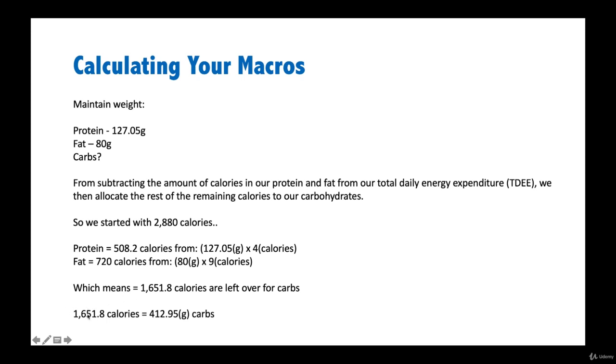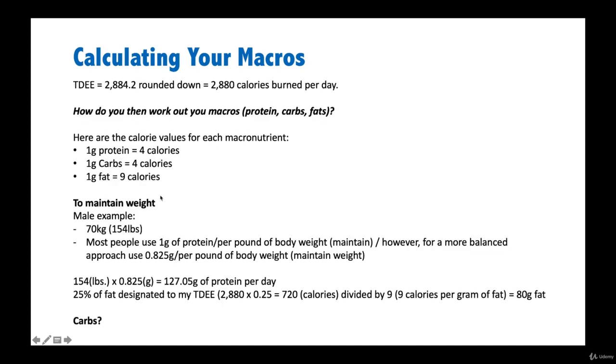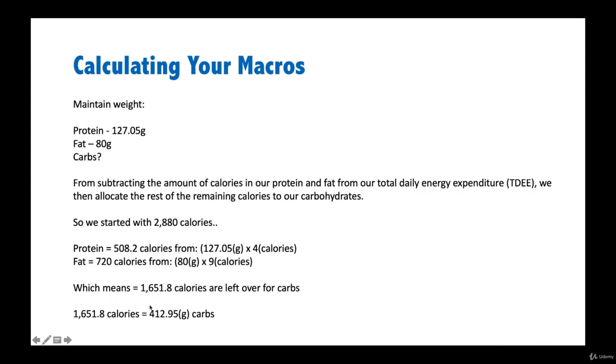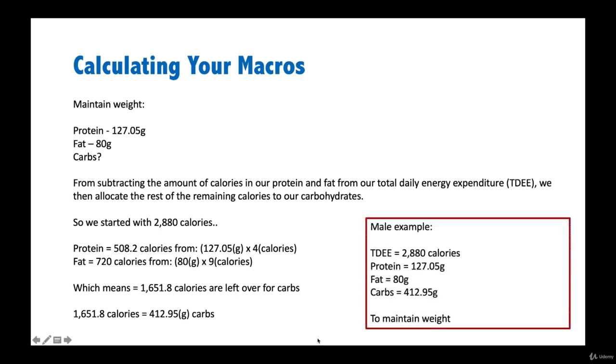And 1,651.8 calories equals 412.95 grams of carbs. How did I work that number out? If you remember from the previous slide, for every gram of carbs there are 4 calories. So we do 1,651.8 divided by 4 to find out how many grams a day this guy should be getting, and that equals 412.95 grams of carbs. So that's a simple way of breaking down how to calculate your macronutrients to maintain weight. That's just an overall example of what the guy's intake should be and how it should look.